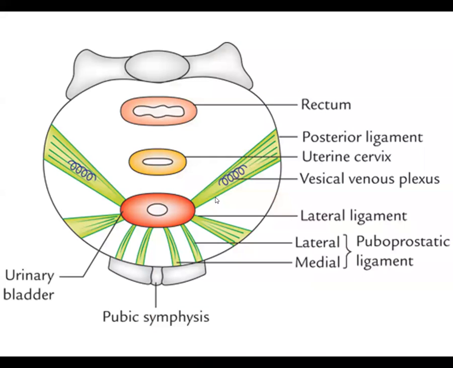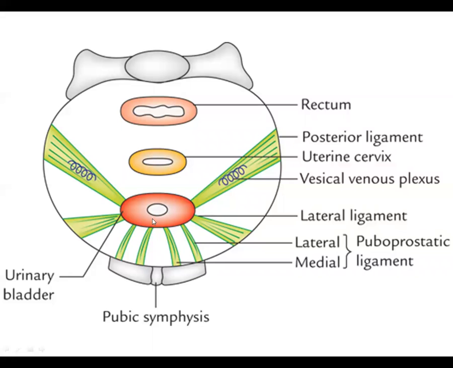So for the true ligaments, this is the anterior aspect, this is the posterior aspect. This is the horizontal section of the pelvis. Posteriorly this is the sacrum, anteriorly this is the pubic symphysis. Just posterior to the pubic symphysis, there will be the urinary bladder. Then in case of females, there will be the uterine cervix, and behind there will be the rectum. In case of males, the uterus and cervix will not be there, so behind the urinary bladder there will be the rectum. So we will see the ligaments here.